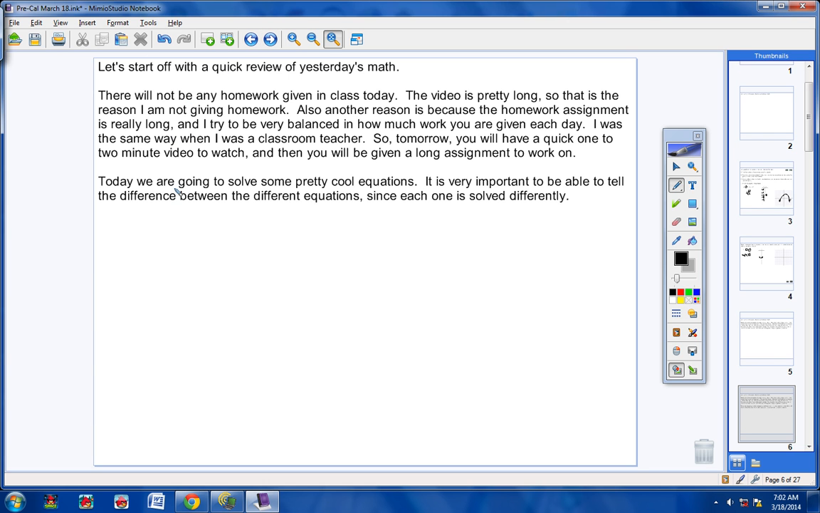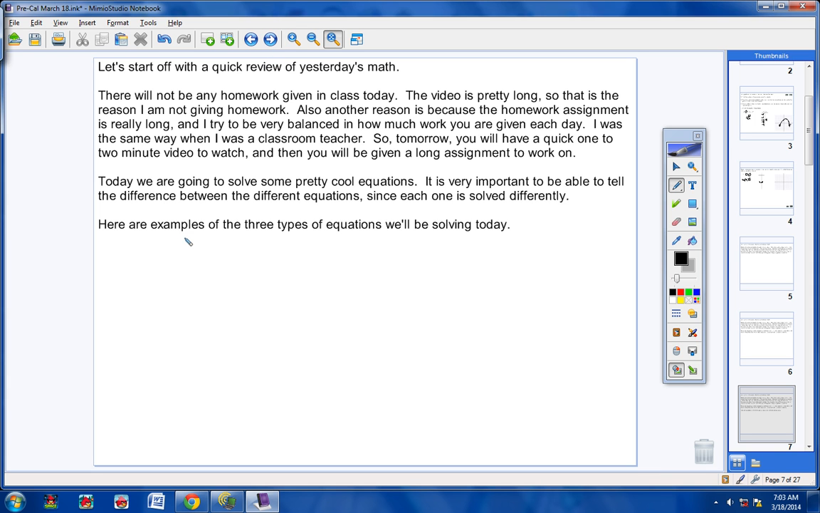Okay. We are going to solve some pretty cool equations today. I think it's stuff that you guys have probably never seen, at least some of it is, and so you'll enjoy learning something new. It's very important to be able to tell the difference between the different equations because each one is solved differently. So if you cannot look at the equation and say, oh, that's an absolute value equation, or that's a square root equation, etc., then it's not going to be easy for you.